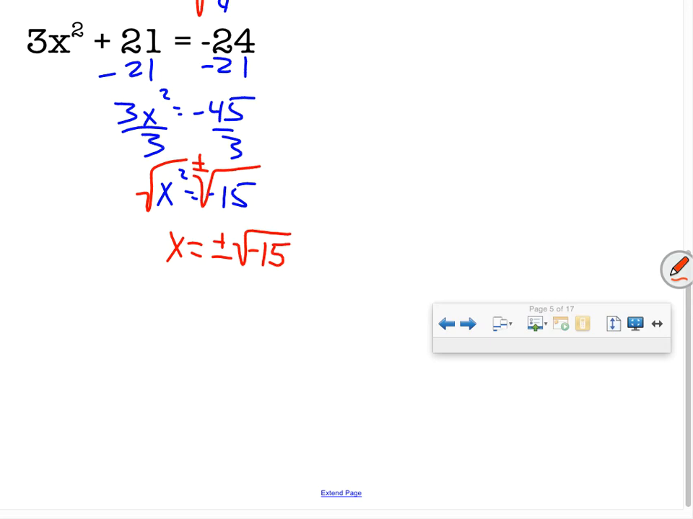Tell that to your friends. No, I prefer to write my radicals as imaginary numbers. I just like it. Here we go.